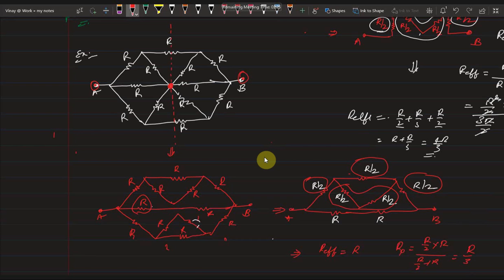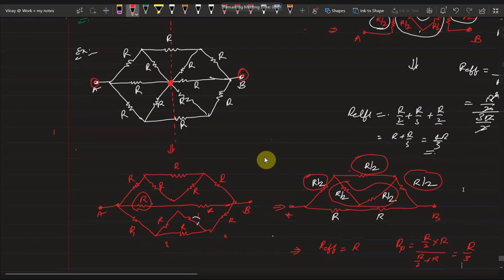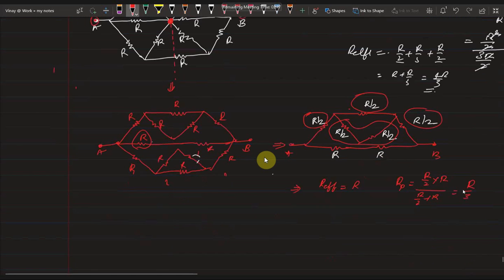Yes, sir. Then instead of all these things, you can write it as R by 3. So R by 3, R by 2, R by 2 are in series. Then effective resistance in series is R by 2 plus R by 3 plus R by 2, that is equal to R plus R by 3, that is equal to 4R by 3. Now total upper part is 4R by 3.